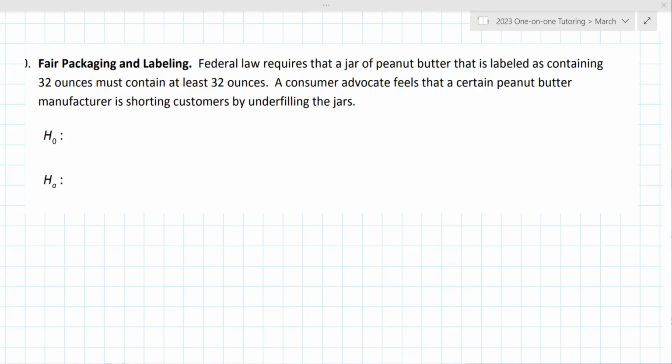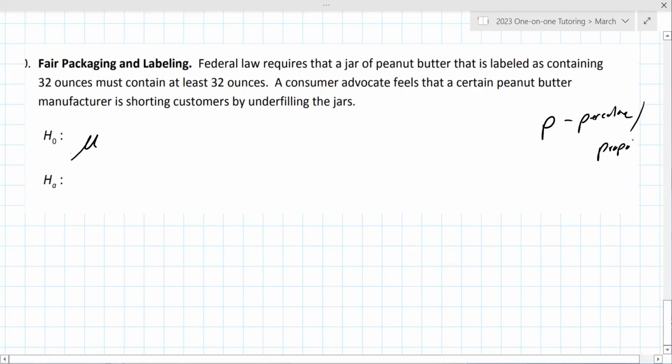For the original null hypothesis, I got P is greater than or equal to 32. Yeah, so it's mu this time, because it's on a mean. So you only use P when it's a percentage or a proportion.